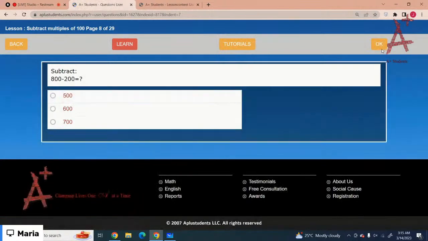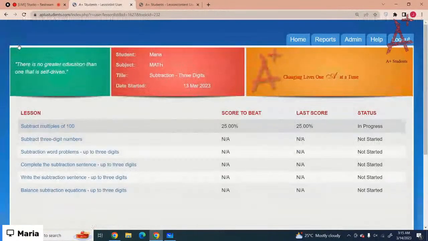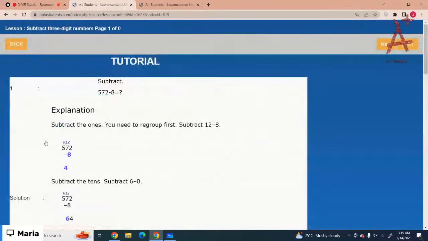Okay, you can complete the test by yourself later today. Let me just move on to the next lesson. If you need more help with the lesson, you can contact any tutor on Skype. They are available from Monday to Friday, 5 to 9. Got it? The next one is subtract three-digit numbers. The first one is 572 minus 8.